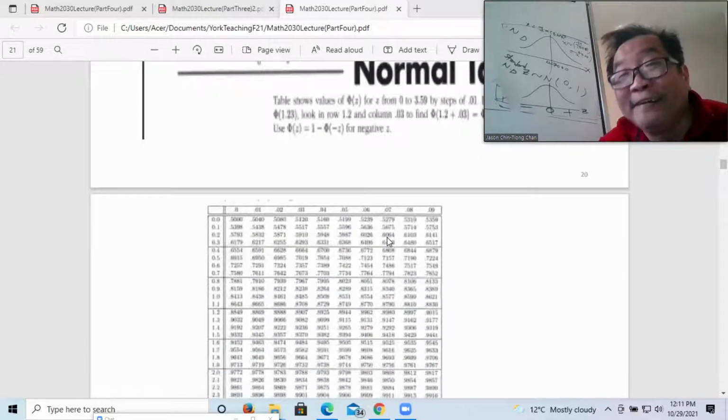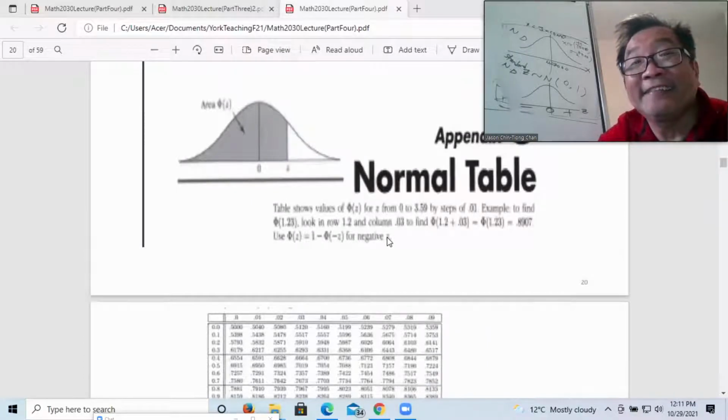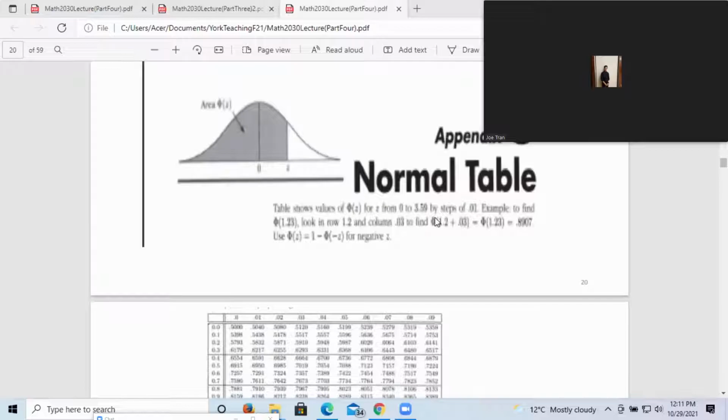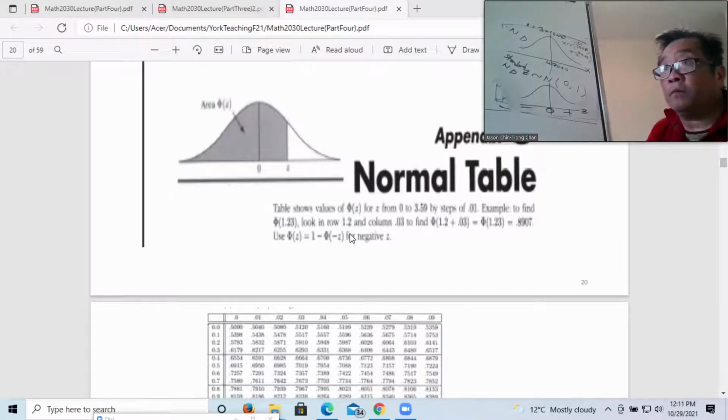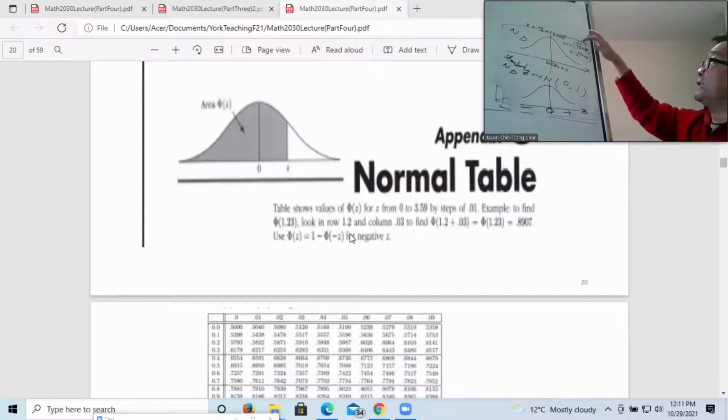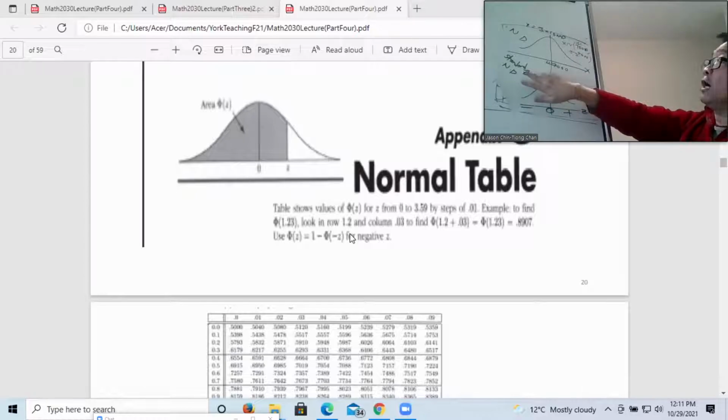Can you see the table? I think this PowerPoint is pretty blurry, hard to see. I think in your textbook, yes, this is your table. So in this case, if the variable is X and we want to calculate the probability, we need to transform or change it to Z.